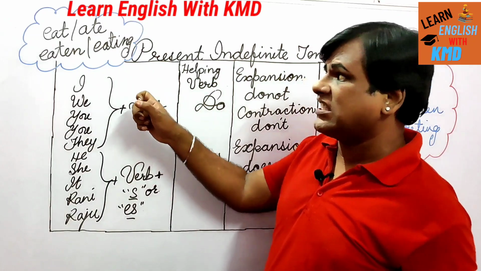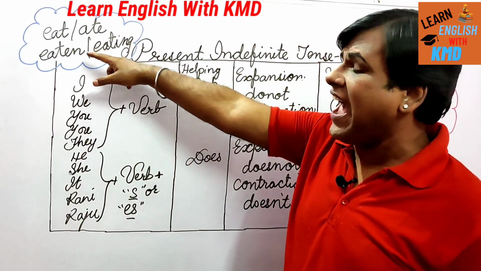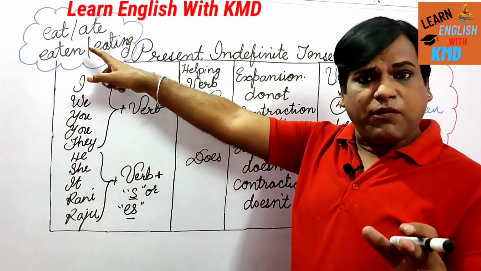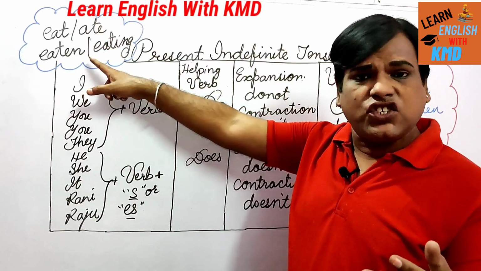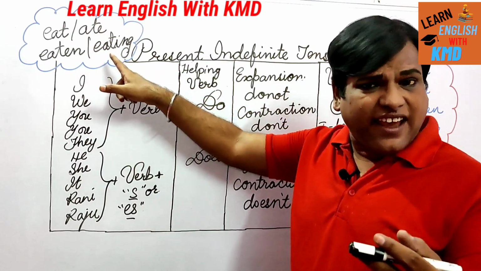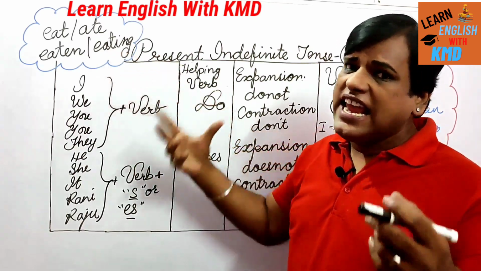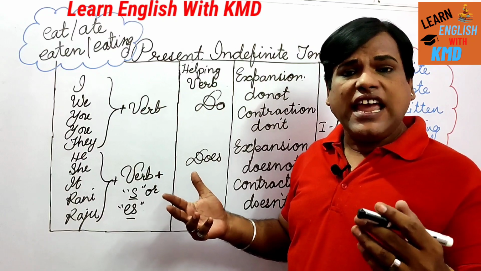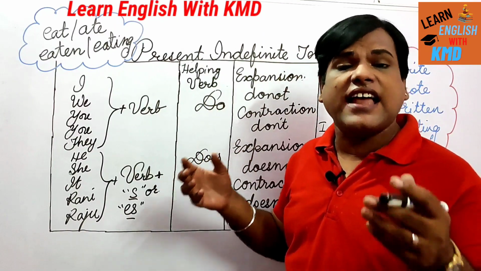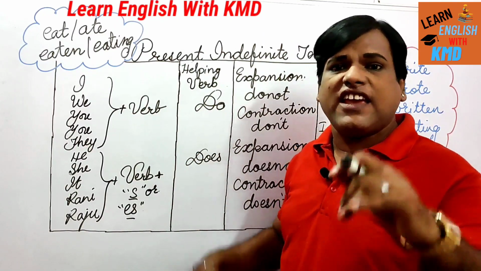I'd like to give you one more example here. As you can see, eat is the first form of verb. Ate is the second form of verb. Eaten is the third form of verb. And eating is the fourth form of verb. Eat is V1. Ate is V2. Eaten is V3 and eating is V4.